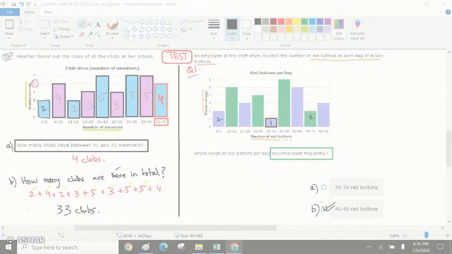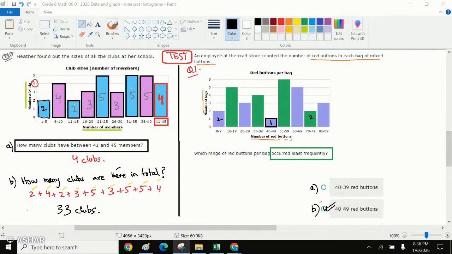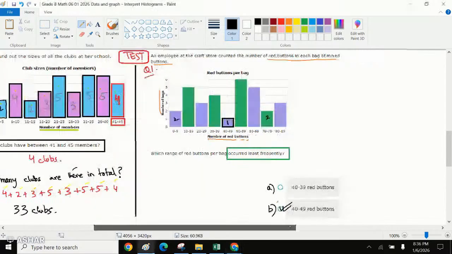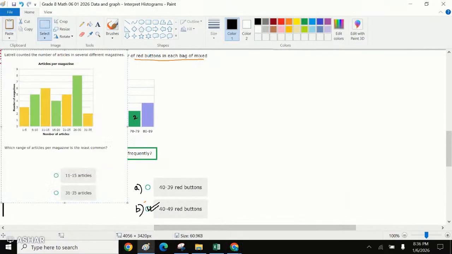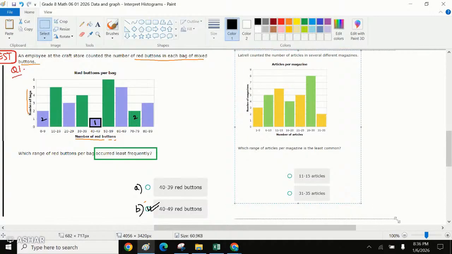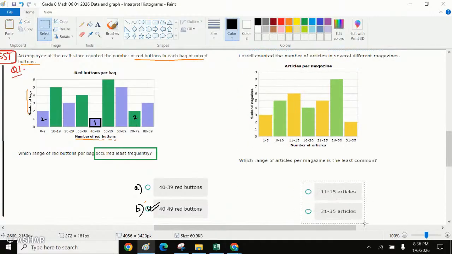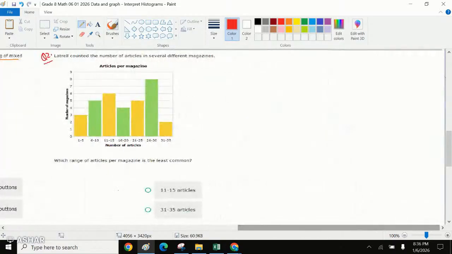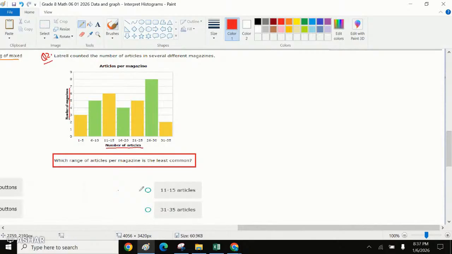Okay, it's about a similar question that we did. So question number 2 on the test would be, these are the given, okay? Let's see, this is our question number 2 from the test. I'll just move it on the side. Okay, what they are asking us is, find this. Laterall counted the number of articles in several different magazines. This is the number of articles. This is the number of magazines. This is option A and option B.